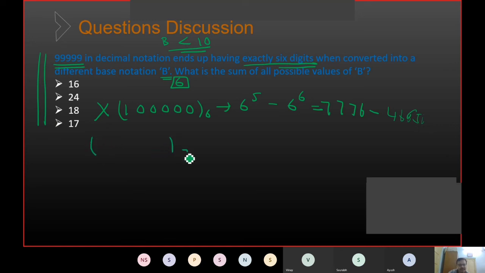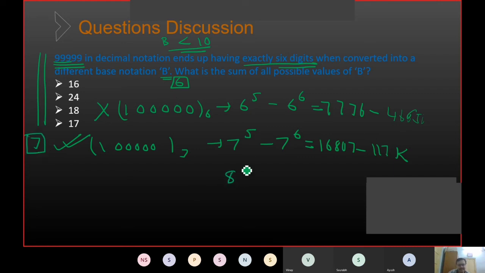Next, let us look at base 7. What are the possible 6-digit numbers in base 7? 7 to the power of 5 up to 7 to the power of 6. So what is 7 to the power of 5? 16,807. What is 7 to the power of 6? 117K. So does 99K fall in this range? Yes, which means 7 is satisfied.